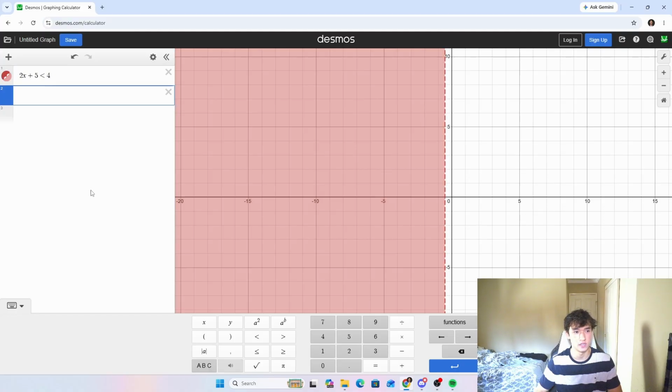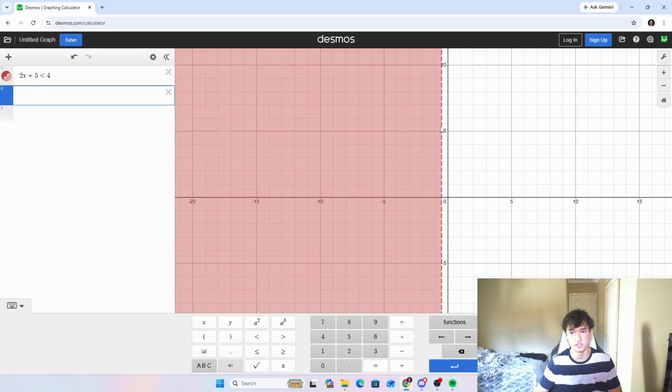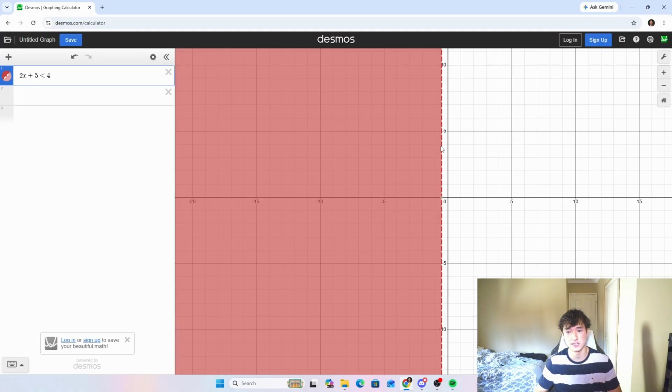So if we were to do the same kind of function, 2x plus 5 is less than 4. As you can see, it's a dotted line. A dotted line means that it does not include this. So x is not equal to -0.5. x is less than -0.5. And if you did this algebraically, you would know that.